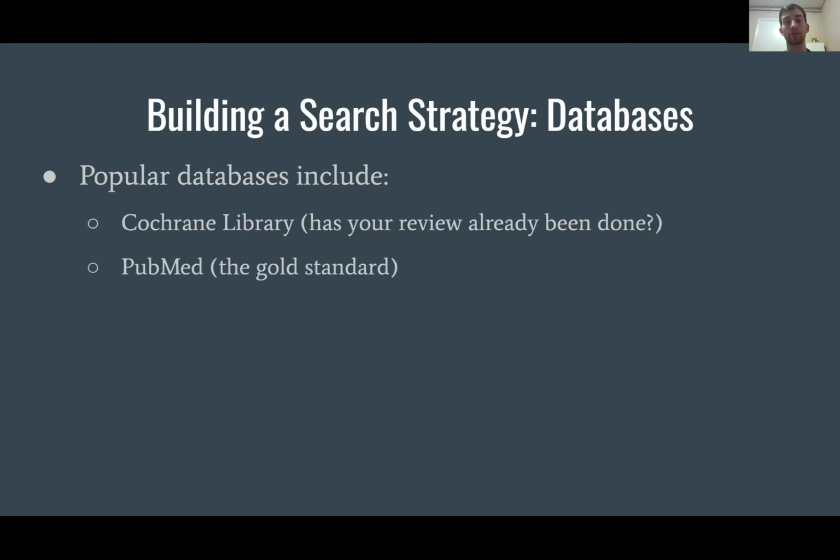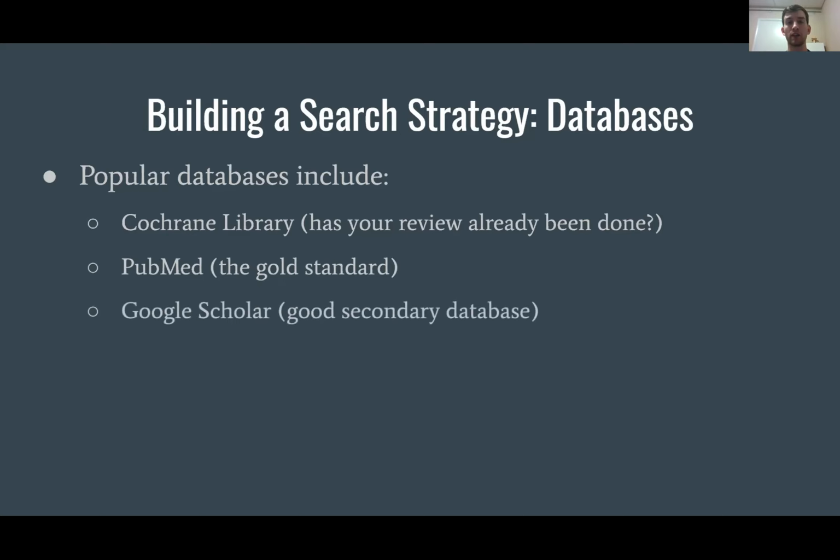PubMed is going to be your best friend for anyone who's doing a systematic review. This is the gold standard for databases that are used when it comes to actually compiling your literature. They have a lot of great features in their search functions that help a lot when it comes to narrowing down which sources you're going to be looking at.